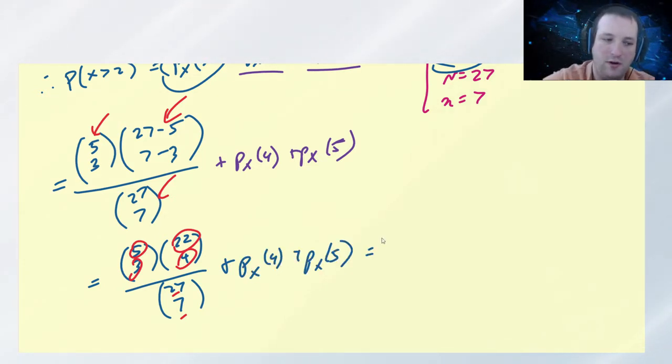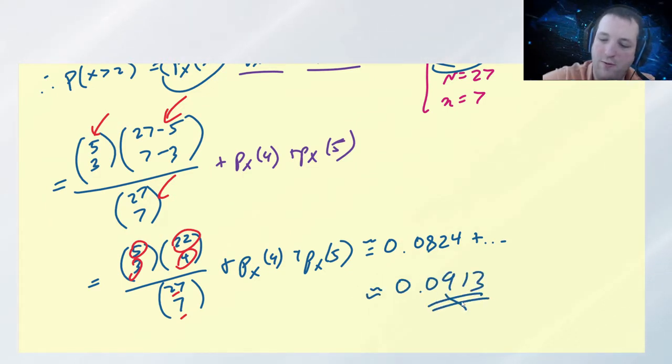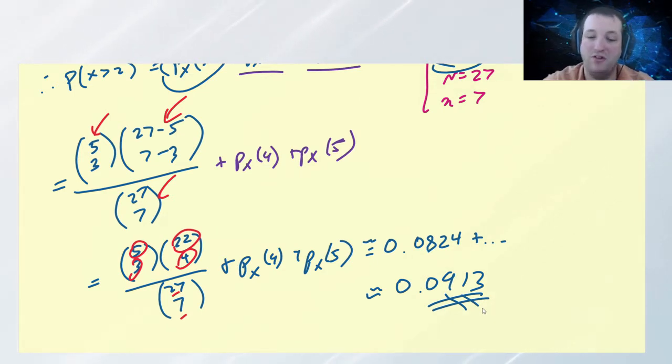So once you actually work that out, you're going to have approximately 0.0824 plus the other two values, and your final answer will be 0.0913. So there's a 9% chance that more than 2 people in your sample of 7 will be sick. And that is an application of the hypergeometric distribution. Now let us look at another distribution that can often be used to solve real-world problems.